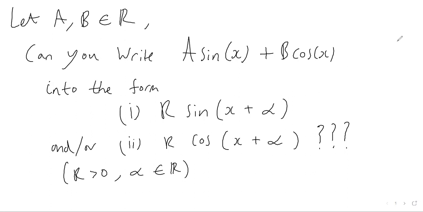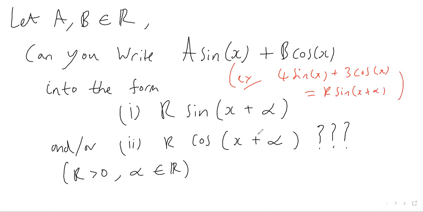So basically, if you've got something like, for example, 4 sine x plus 3 cos x, could we rewrite this into some form r sine of (x plus alpha), where alpha is some number that we need to determine? That's what we want to look at today: can we rewrite the sum? Technically, we call it the linear combination of sine and cos.